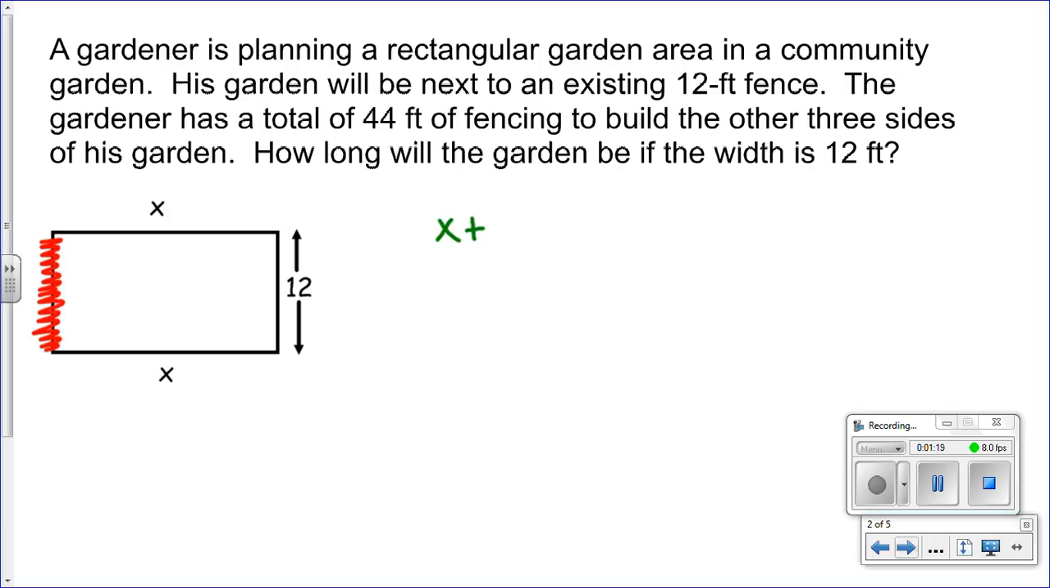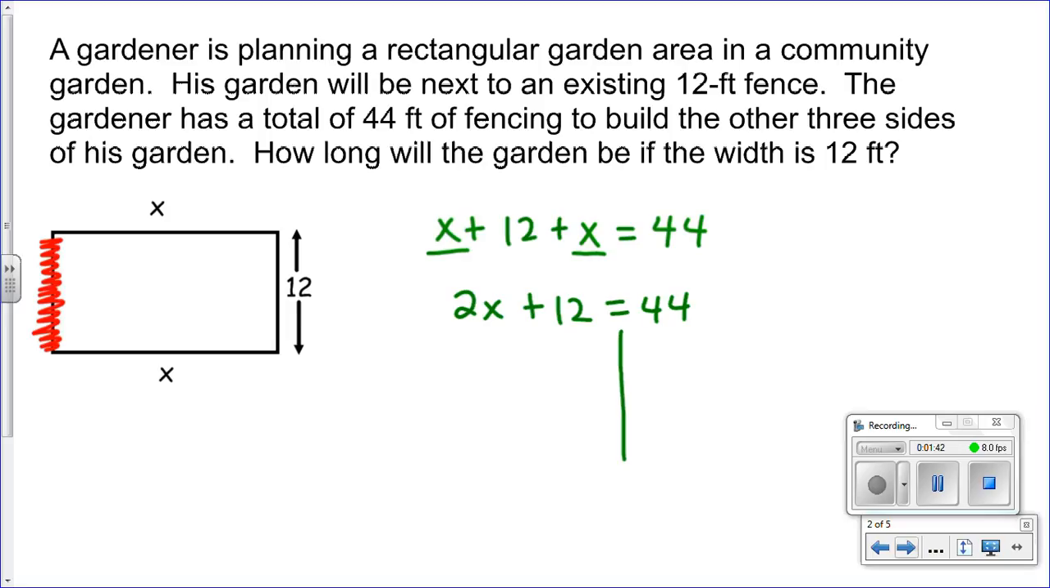x plus 12 plus x equals 44. Okay, I have like terms to combine. They're on the same side. So I keep the operation the same. I do x plus x and get 2x. I bring down my 12.